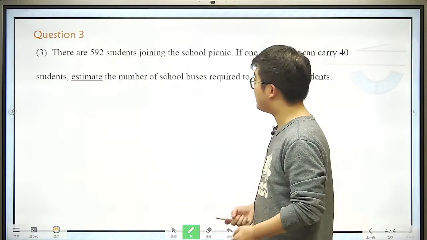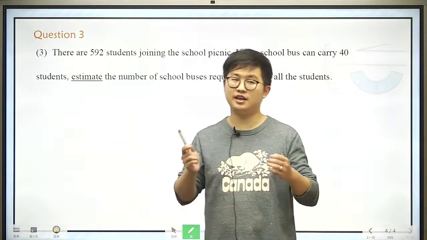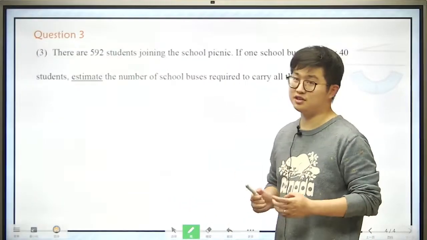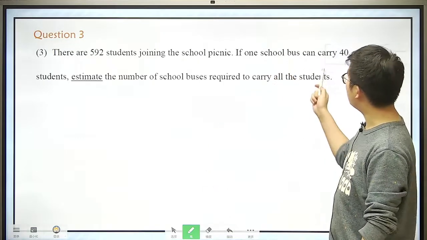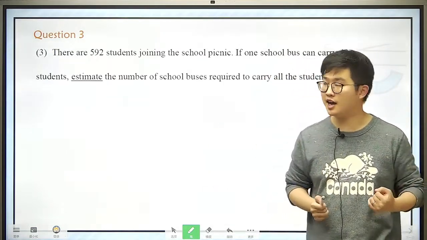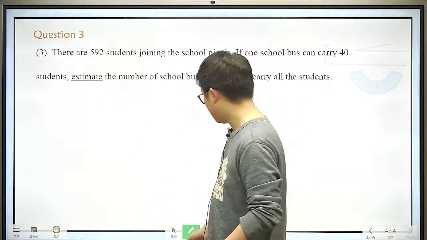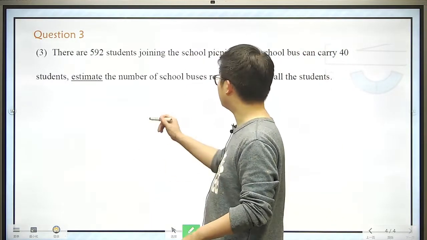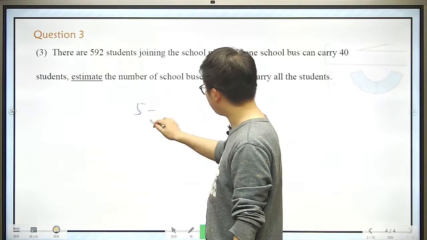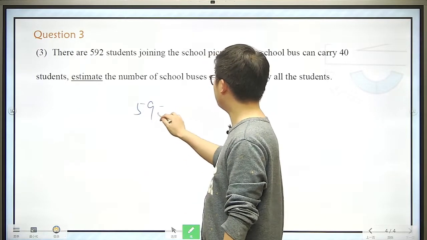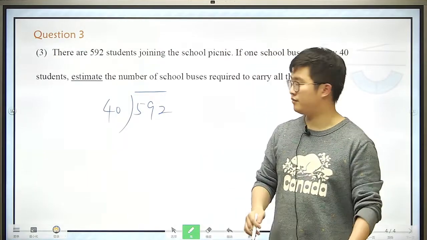And now let's look at our final question. There are 592 students, a lot of people, going to a picnic, and the school bus can carry 40 students at a time, and we need to estimate how many buses we need. Now for this question, I strongly suggest that we just do the division, because the numbers are quite straightforward.